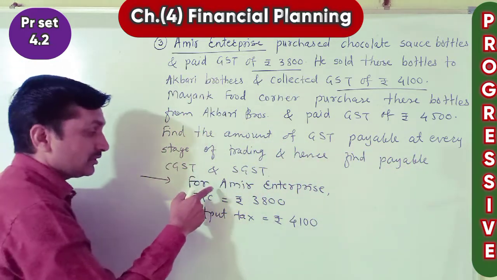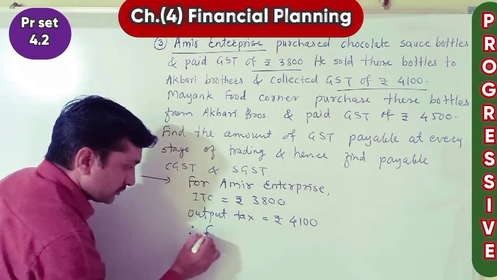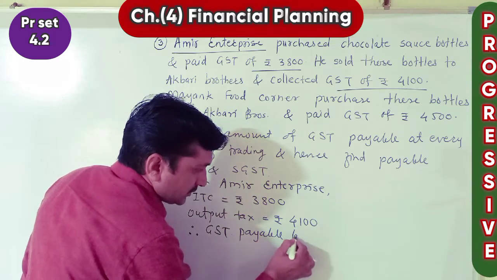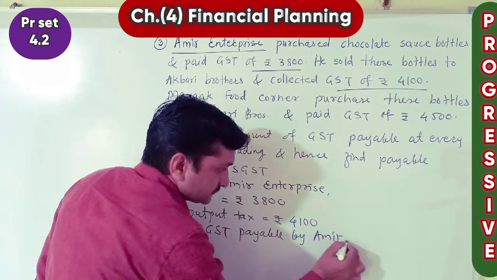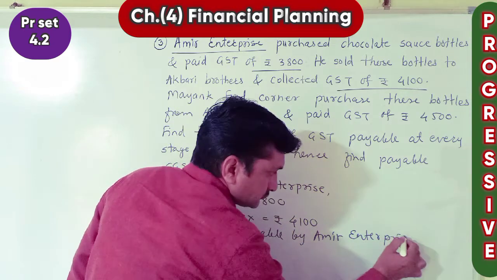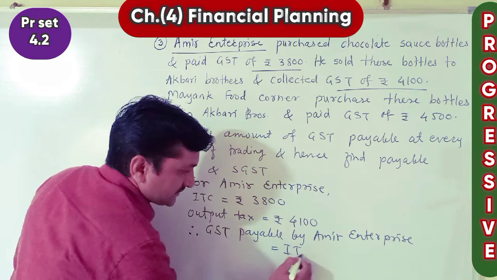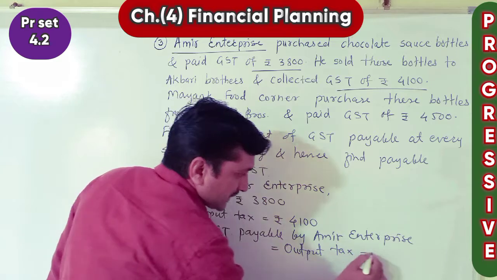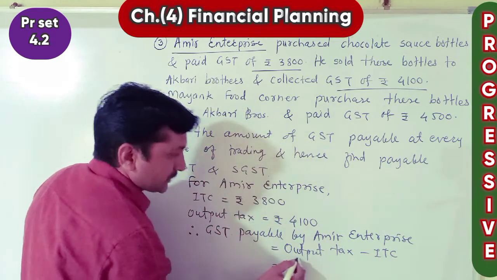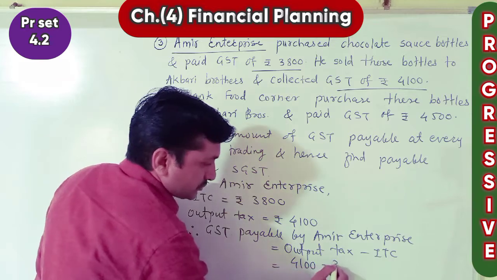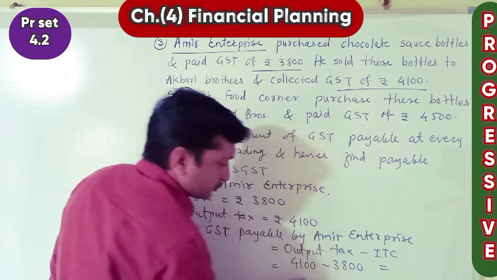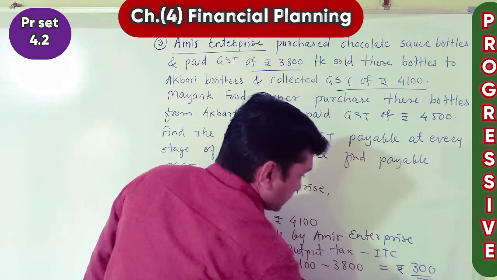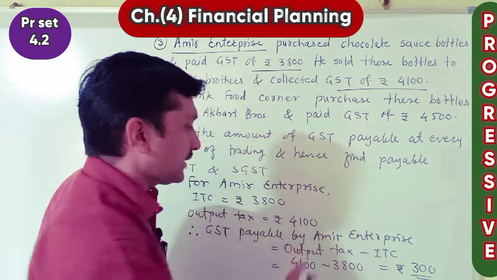Now GST payable by Amir Enterprise is equal to output tax minus ITC. Output tax is 4100 minus 3800 is equal to, now subtract it, 300. Rupees 300 is the GST payable by Amir Enterprise.